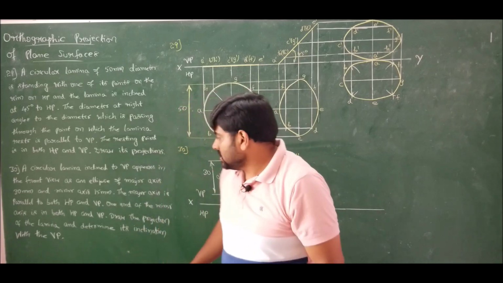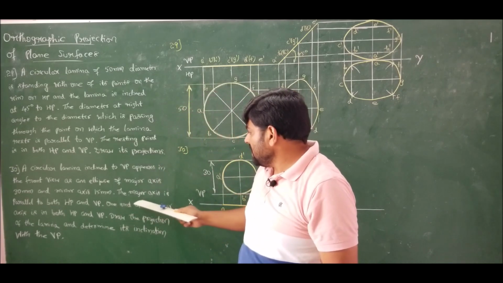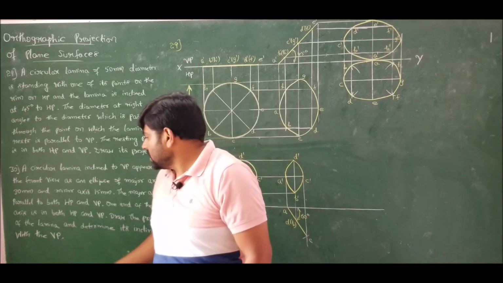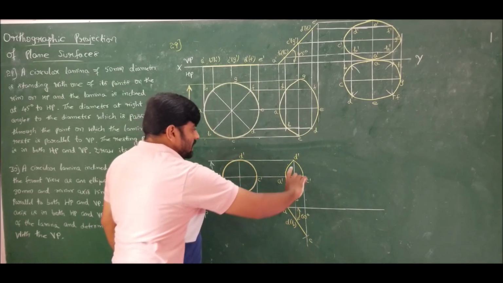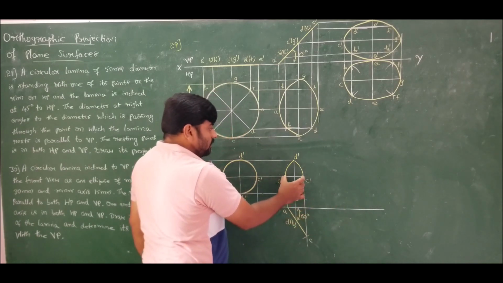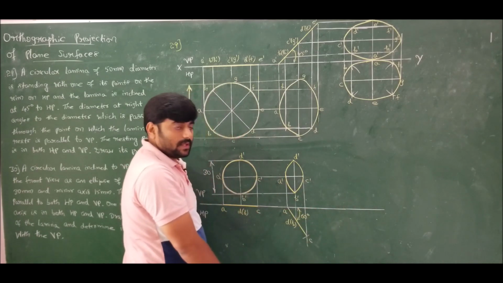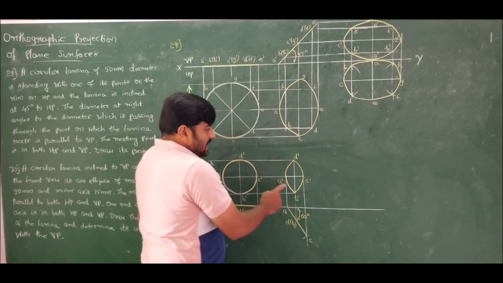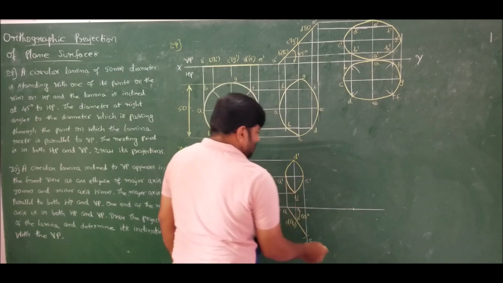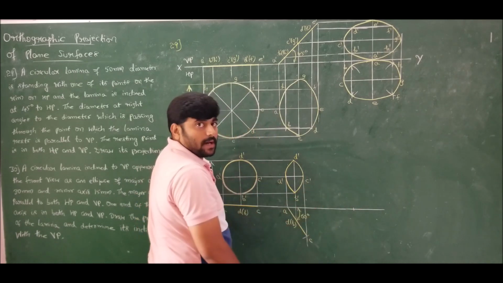What is the third position? He says that the major axis is parallel to both HP and VP. One end of the minor axis is in both HP and VP. So major axis BD should become parallel to both HP and VP, and one end of the minor axis should touch both HP and VP. So let me take A dash touching HP and VP. So therefore A dash should come on XY line and D dash B dash should be parallel.